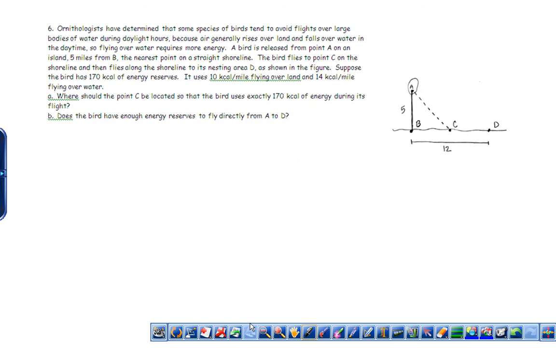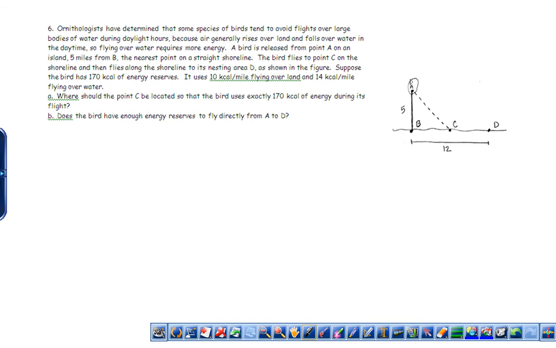All right, our last one. Ornithologists have determined that some species of birds tend to avoid flights over large bodies of water during daylight hours because air generally rises over land and falls over water in the daytime, so flying over water requires more energy. The bird is released from point A on an island 5 miles from B, the nearest point on a straight shoreline. The bird flies from point C over the shoreline, then flies along the shoreline to its nesting area D, as shown in the figure.